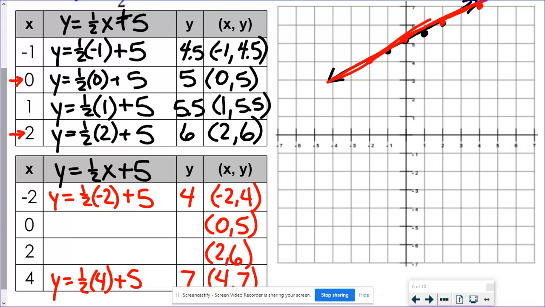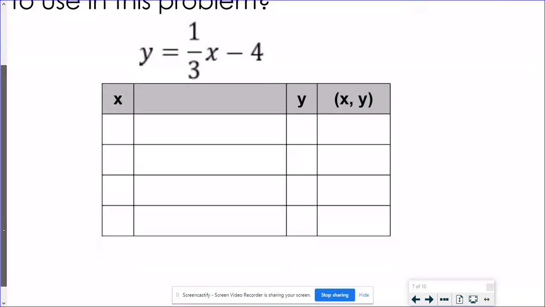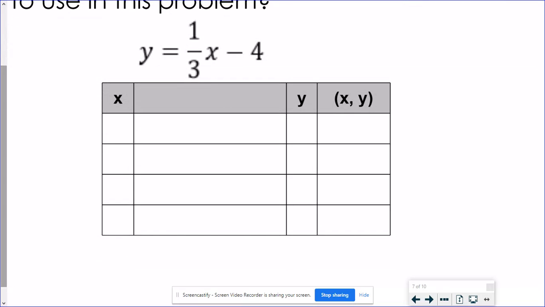Picking even numbers, 2, 4, 6, -2, those kind of numbers are going to make your life a lot easier. Okay, so in this case, I want to know what x values to use. I couldn't always use my normal ones, -1, 0, 1, 2, boom, it'll work, but it'll be a mess in this one. Instead of using those numbers, I'm going to use multiples of 3 because of the denominator. So I'm going to use -3, 0, 3, and 6.